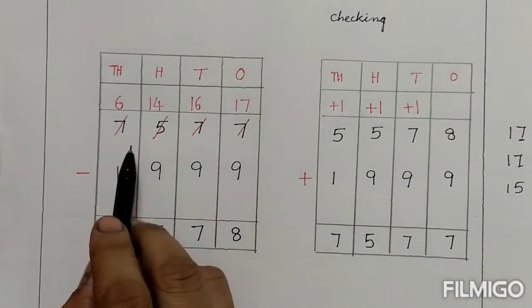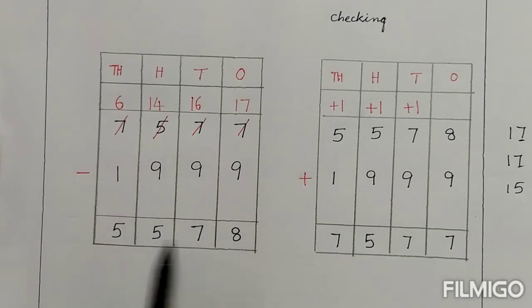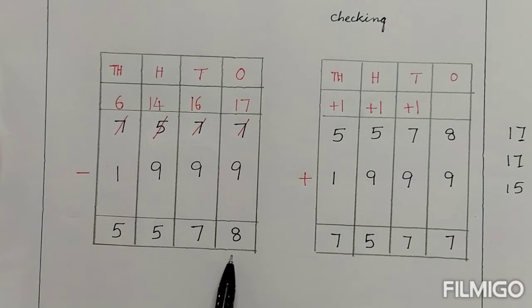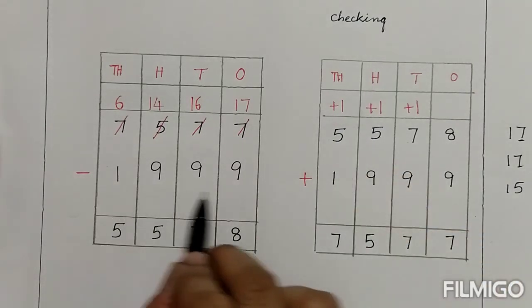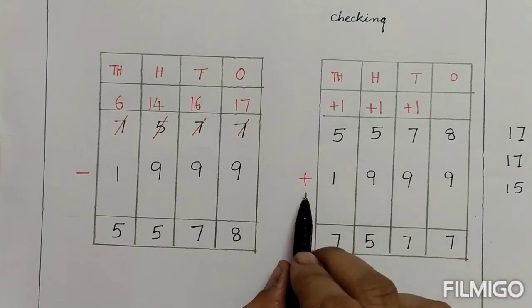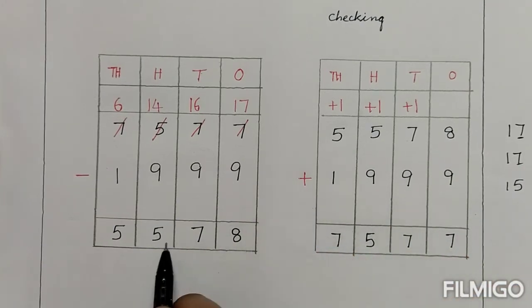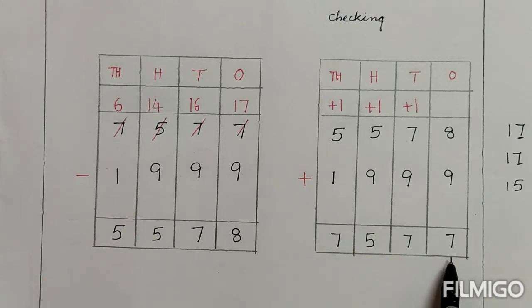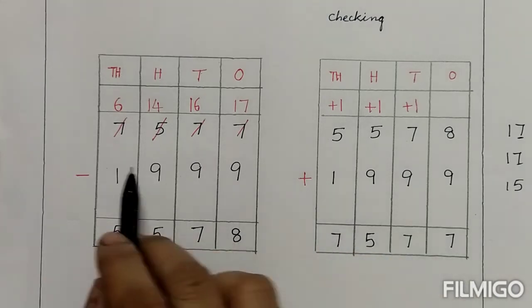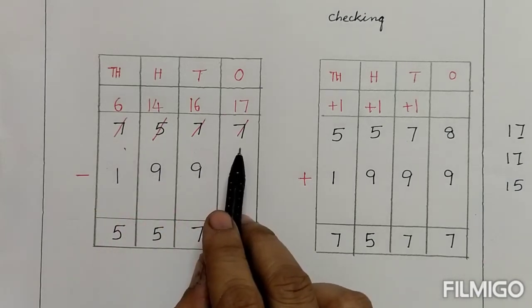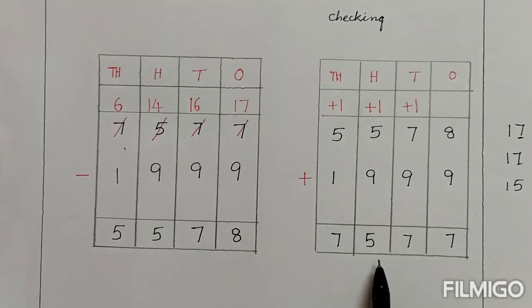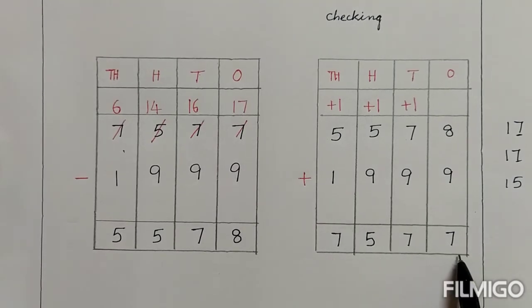Now just observe here. First we did subtraction and this is the difference. For checking, the difference and the second number we have added. The difference and the second number. And finally whatever the answer you are getting, that will be your first number. See here, 7577.